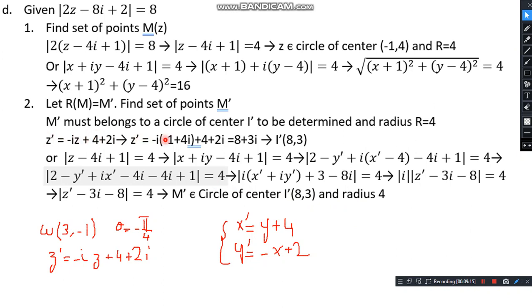So the first method is easier. It's direct to find the center directly, since we know that the radius is the same.